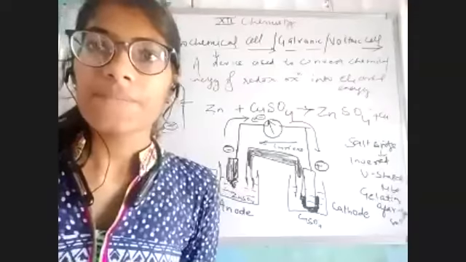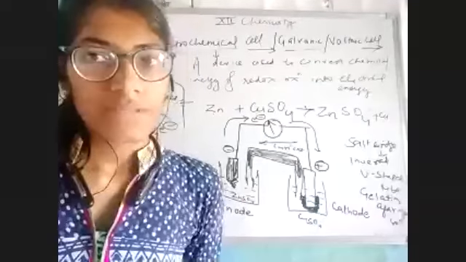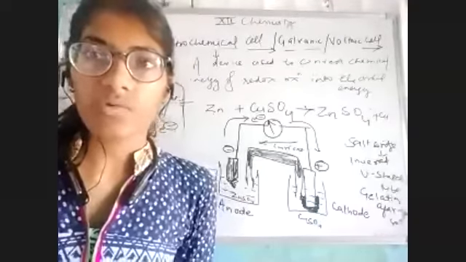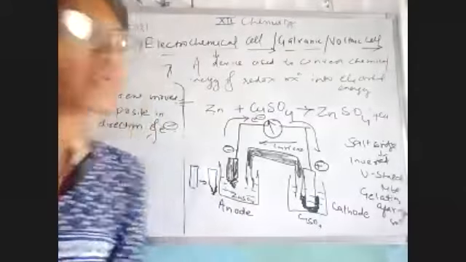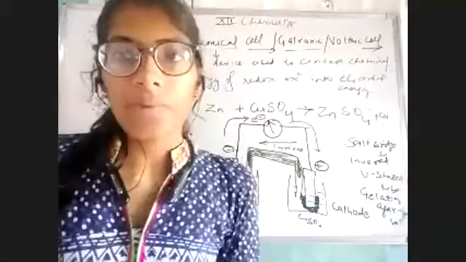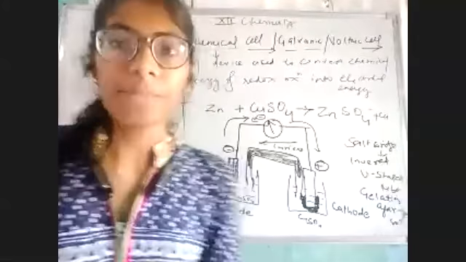Now class, we are left with only the last topic, that is the representation of the electrochemical cell. This is the last topic. I'm going to explain this, and after that we would end our class by taking your questions. Okay.